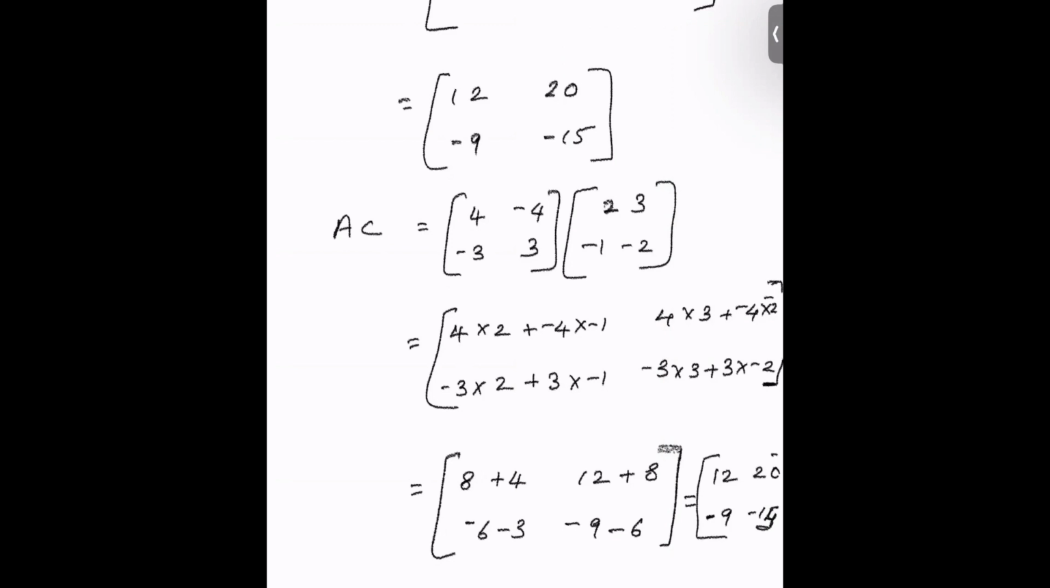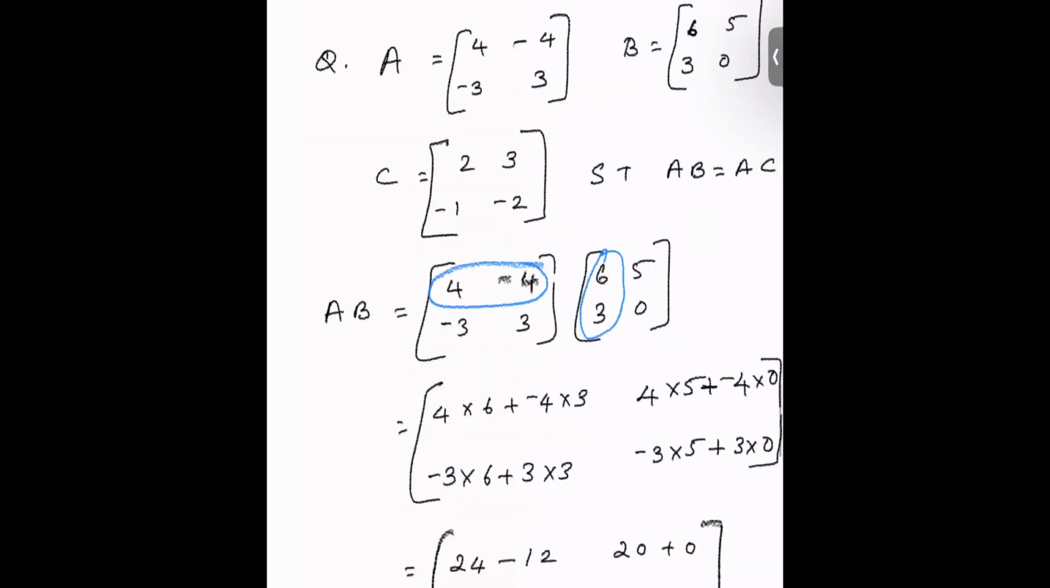Yeah. So 12, 20 minus 9 minus 15. This is AB is equal to AC. The matrices B and C are not equal. Still, AB was equal to AC. AB and AC are equal even though B and C were not equal matrices. Okay, this point you need to remember.